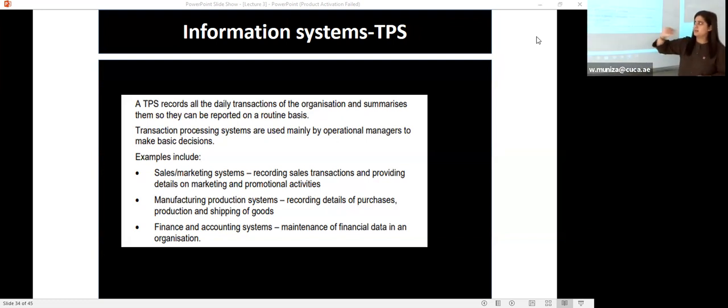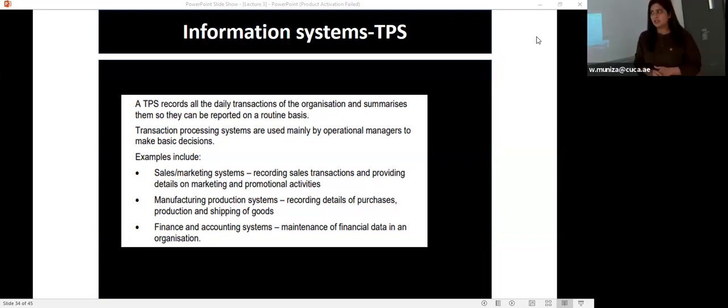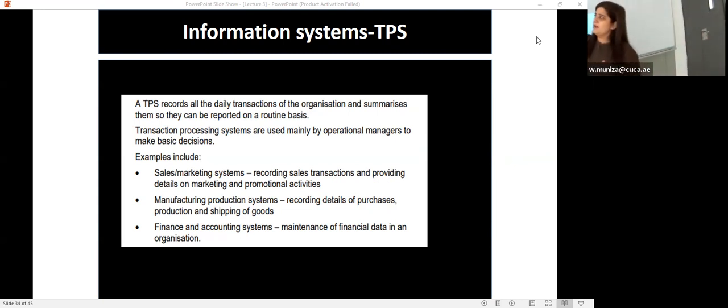Sales or marketing systems, recording sales transactions and providing details of marketing and promotional activity. So these can be the marketing and sales departments. Then manufacturing production systems, recording details of purchases. Whenever some raw material is purchased, an entry is made in that system. It is recorded, and every eligible person knows about the purchases of raw materials in the organization. Then production and shipping of goods.